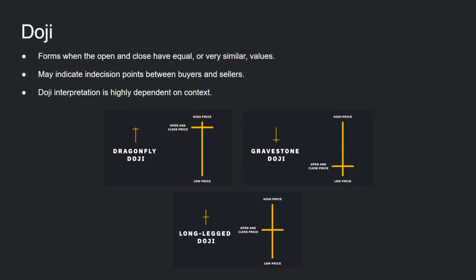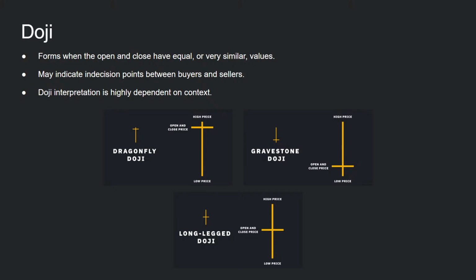And as you can see, the different types of dojis are based on the position of the opening and closing price. So when these are near the highest point of the candle, we have the Dragonfly Doji. But if you have the opposite, we call it a Gravestone Doji, which has the opening and closing price near the lowest recorded price for that candle. And lastly, we have the long-legged doji with the open and close price in the middle of the candle.